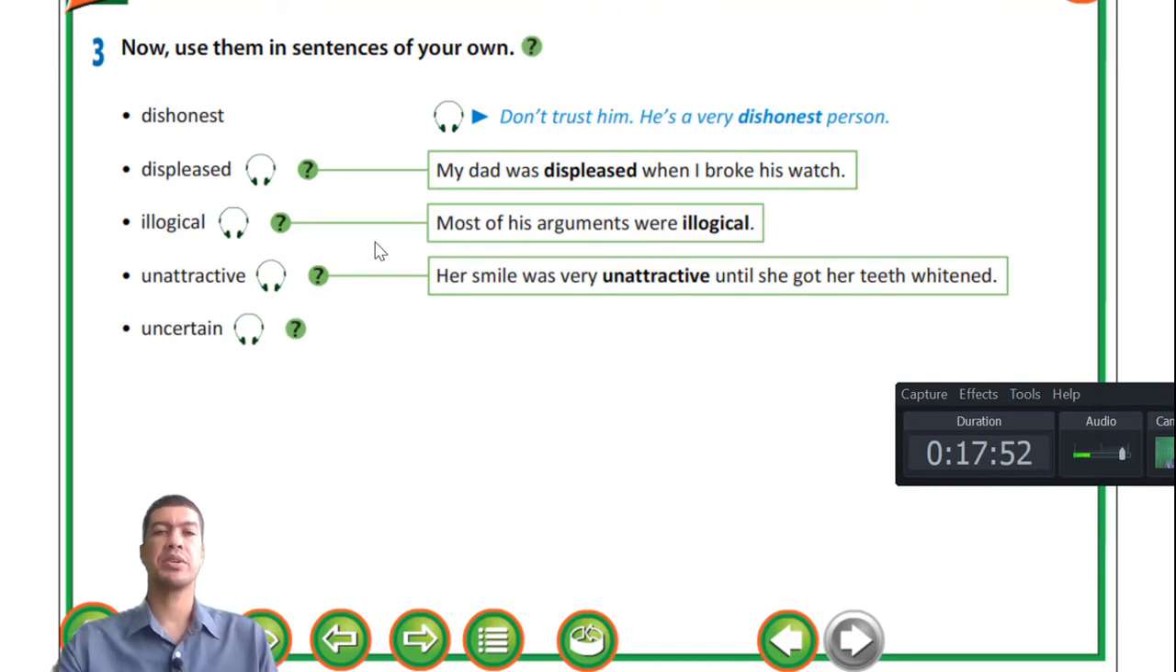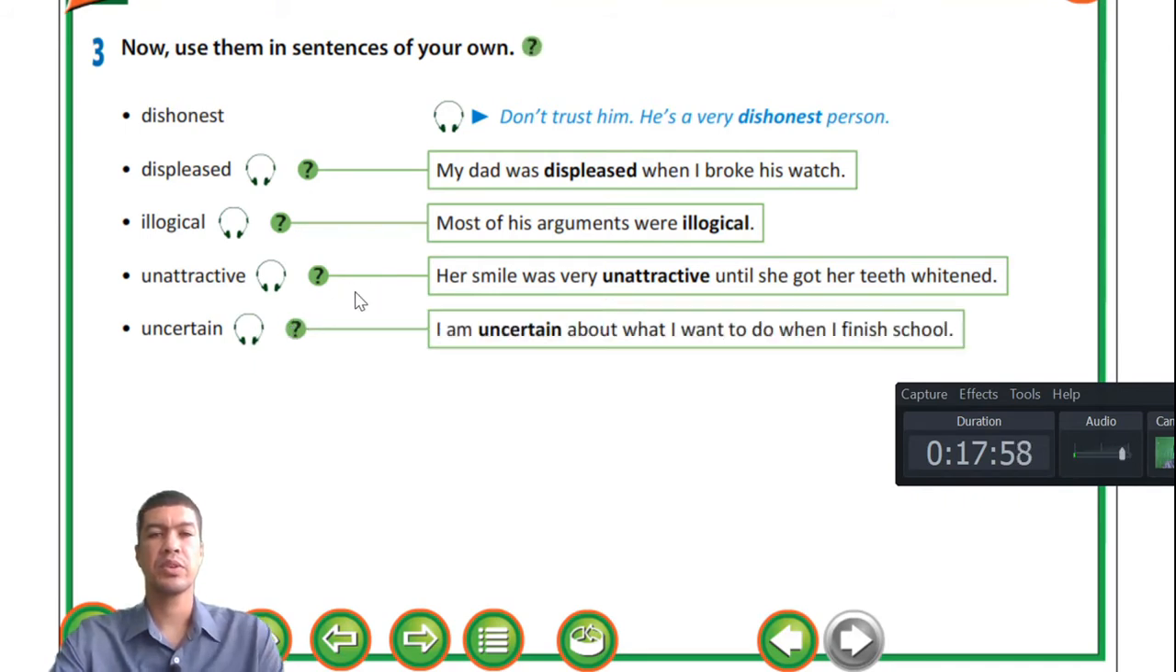Alright, and we go to the next one. Uncertain. I am uncertain about what I want to do when I finish school. Meaning that you are not sure what you want to do. Right, if we go on to the next one.